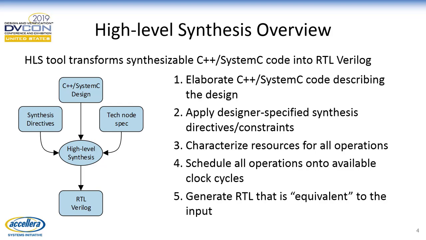So first, it reads in the System C design. It reads in the tech node spec. So what this is: which technology library are we using? Are we using 14 nanometer slow corner? Are we using a 7 nanometer? What are we using exactly? Which corner? What clock frequency? What uncertainty? All these details are part of the tech node spec.